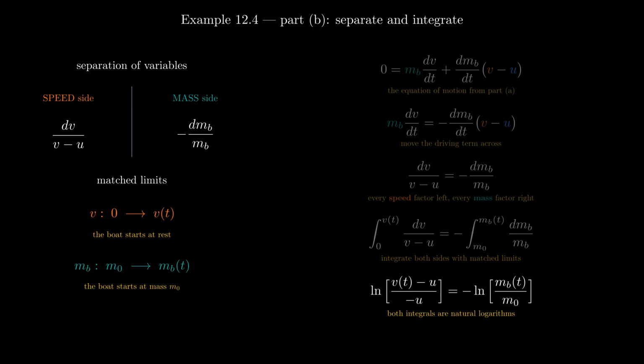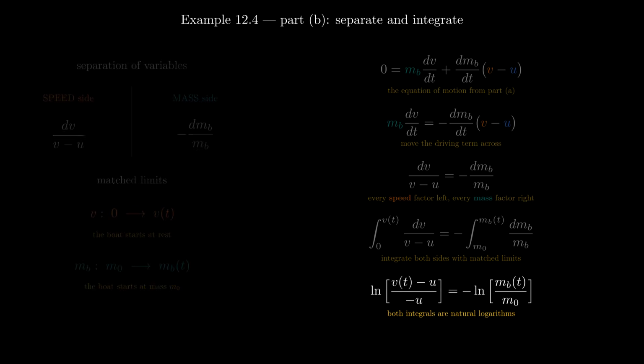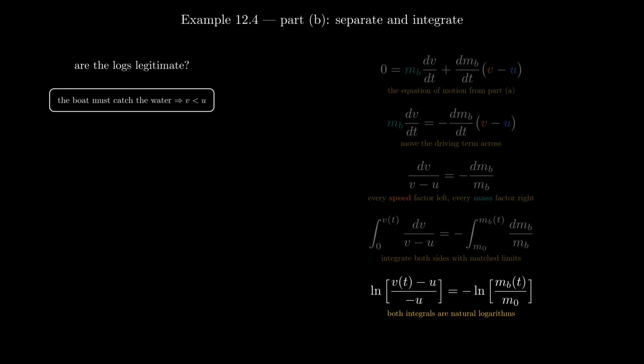The left integral is a natural log: the natural log of (v of t minus u) over minus u. The right side gives minus the natural log of m sub b of t over m0. Check the arguments before going on. The boat is pushed by water it must catch, so v stays below u. Then v minus u and minus u are both negative, and their ratio is positive.